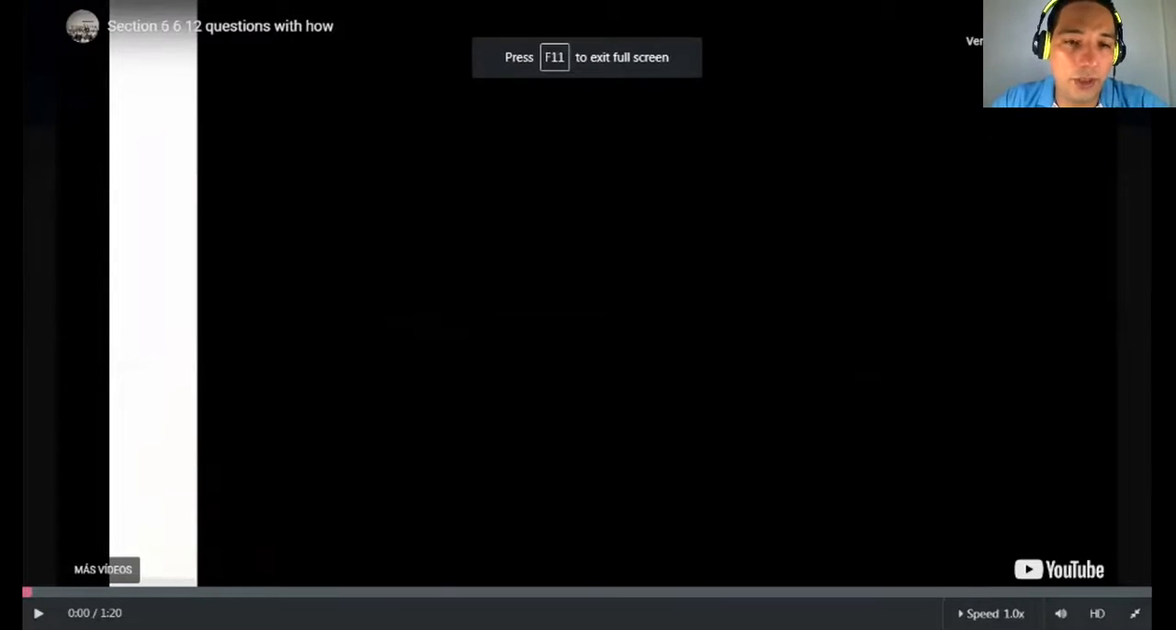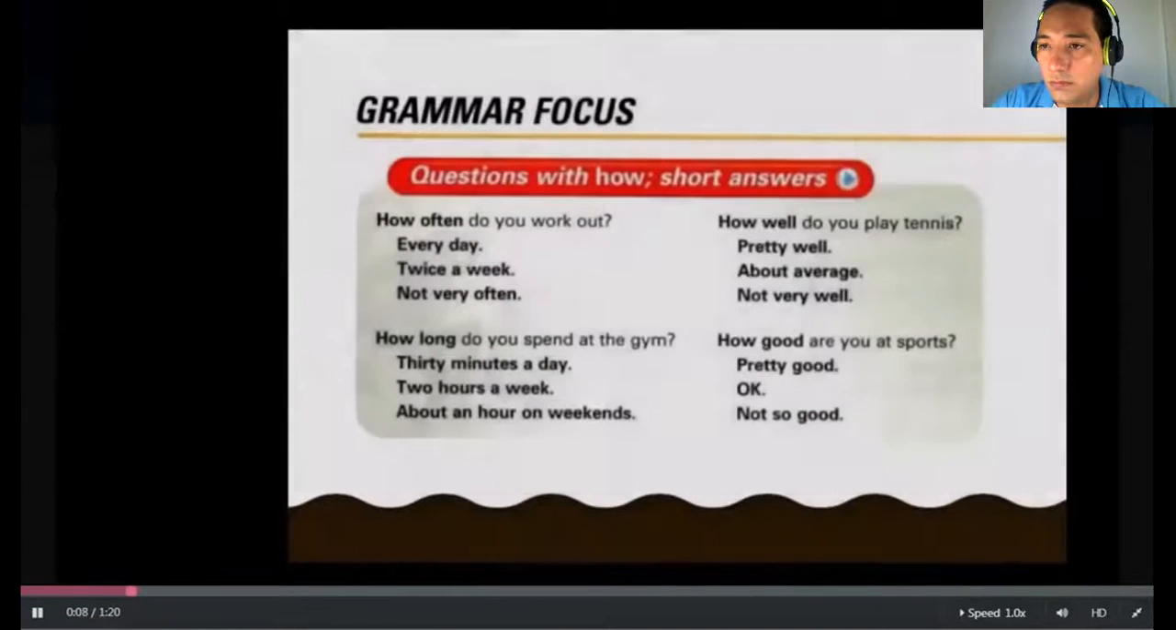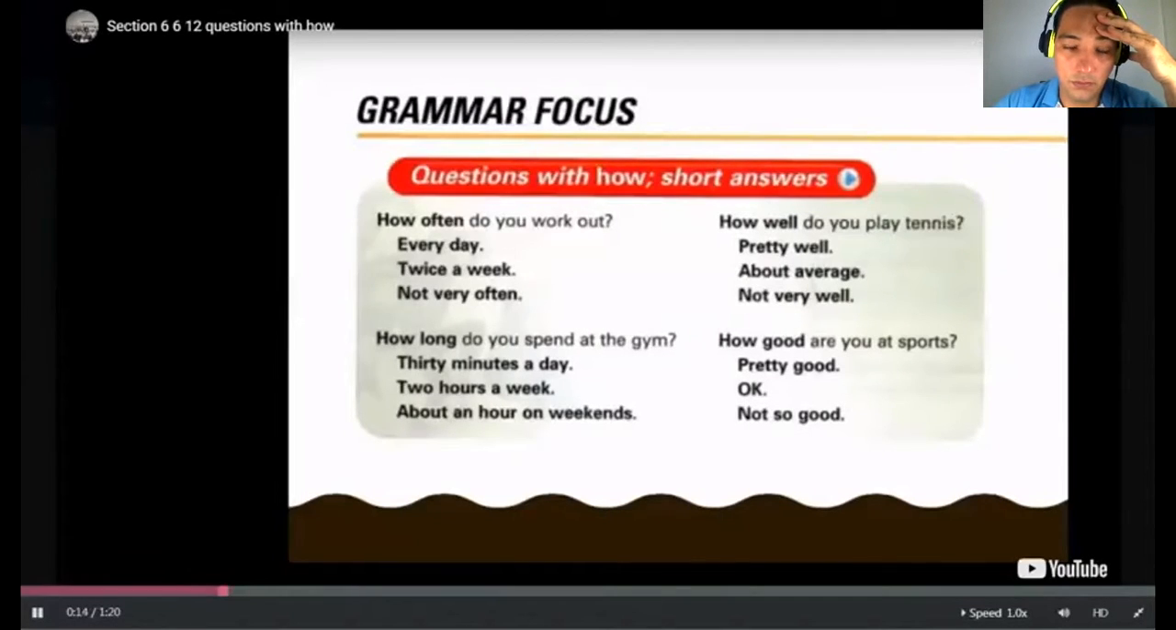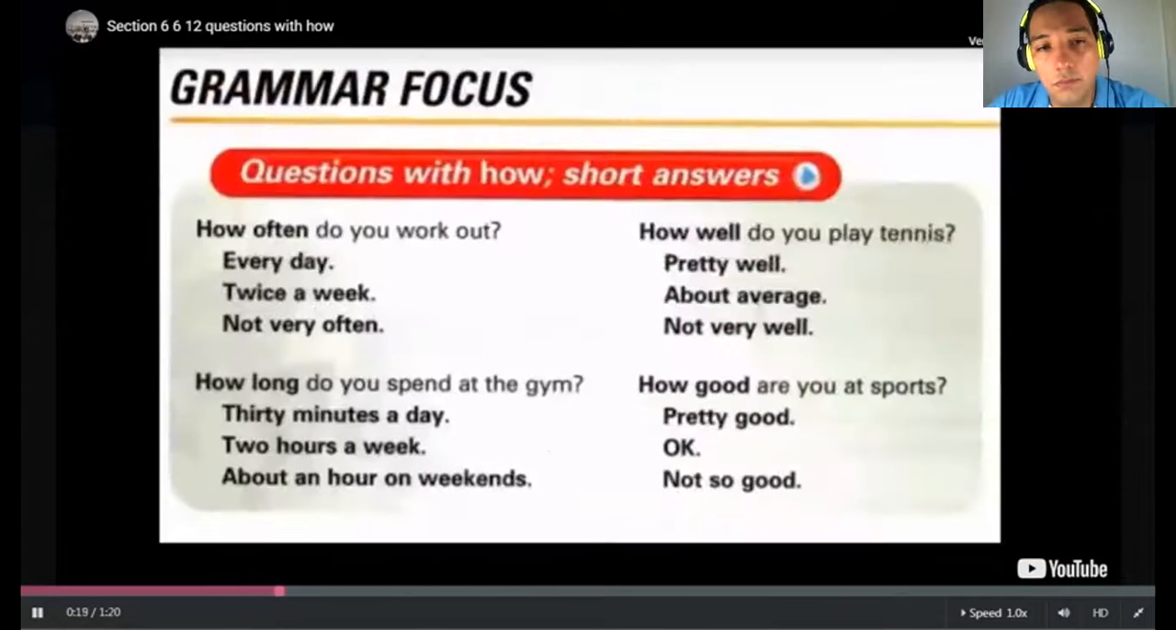This session, participants will watch and study questions with how and to give short answers. Hello, everyone. We will go over 4 important questions we can ask in order to know frequency and performance. Notice all questions begin with how. Pay attention. Questions with how.